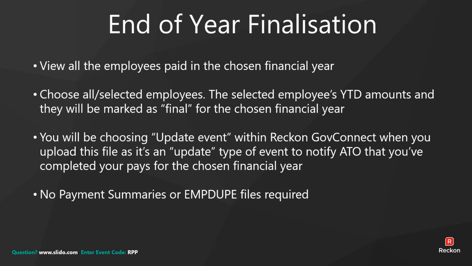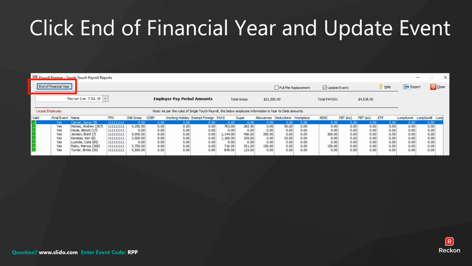It will be an update event because I'm saying to the ATO, the figures that I've told you are correct, released to the tax agent pre-fill system or to the MyGov system. And so it's updating those figures. Even if there's any changes, it's still updating what they've already got. And the best part about this, no payment summaries or MGP files are required anymore under single touch payroll. So when I'm in Payroll Premier, as I said, I just go to my reports, process single touch payroll.